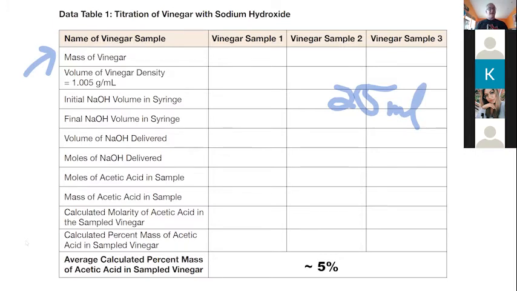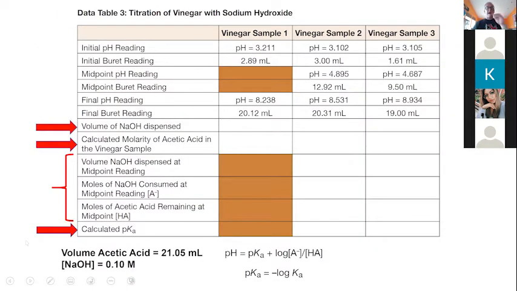We figure out what the mass of the acetic acid sample is. You figure out what the mass of the water in there is, and you get a calculated percent mass of acetic acid. You should get around 5%. That's roughly the concentration for most commercial white vinegars. So you should get around 5%. Now, that's fairly straightforward.